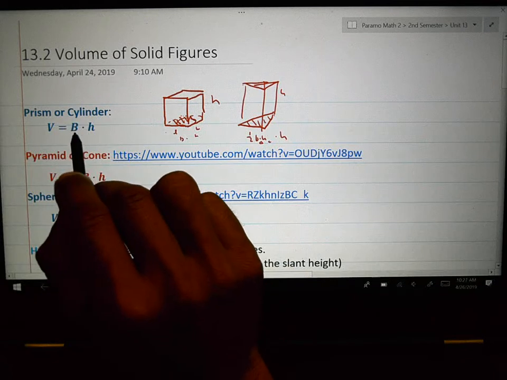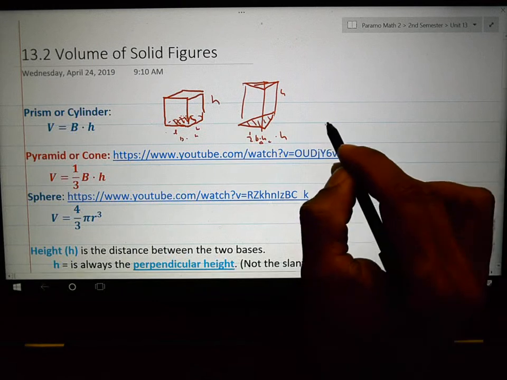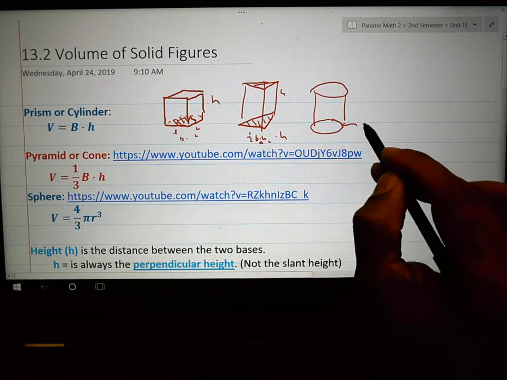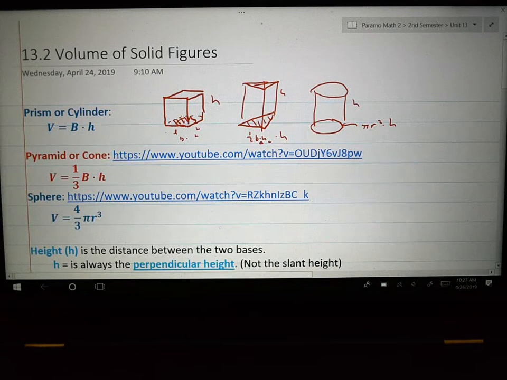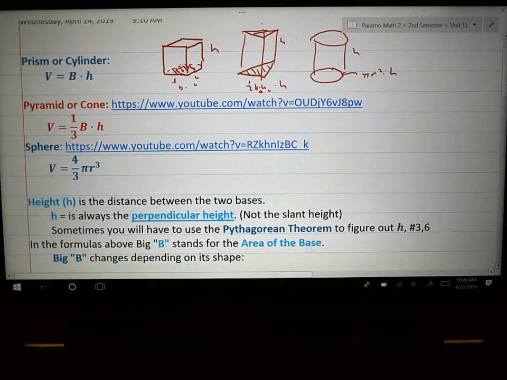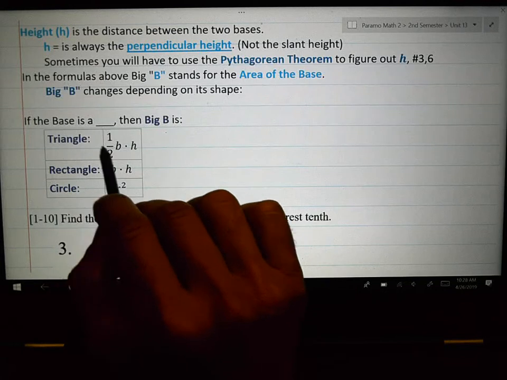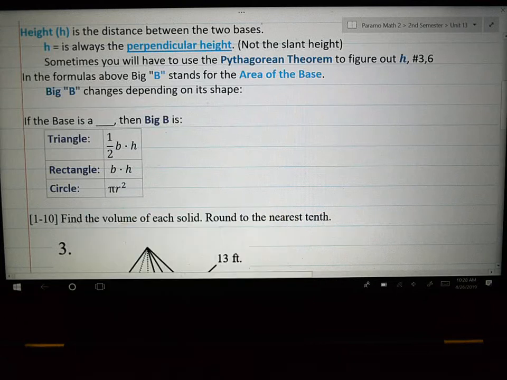So this big B changes depending what the base is that you are working with. If it's a circle, then this base is a pi r squared. You might have big B as pi r squared. It just depends what the base is. So in each of these formulas, big B stands for the area of the base. Sometimes the area of the base is going to be a triangle. You're going to use this, which is of the triangle. Sometimes you're going to use this, which is of the rectangle. Sometimes you're going to use this, which is of the circle.